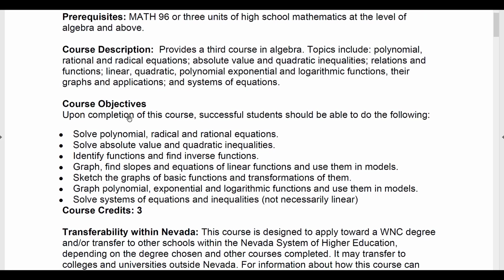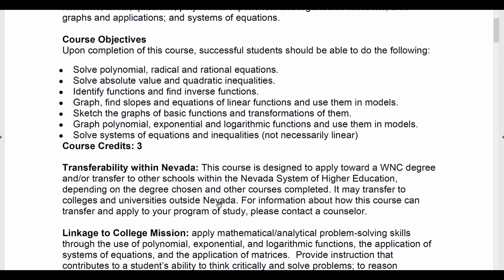Course objectives. Upon completion of this course, successful students should be able to do the following: solve polynomial, radical, and rational equations, solve absolute value and quadratic inequalities, identify functions and find inverse functions, graph, find slopes of equations of linear functions, use them in models. And you're really going to see that, and that's just chapter 2. Sketch graphs of basic functions and transformations of them. I think that's in chapter 3. Graph polynomial, exponential, logarithmic functions and use them in models. I believe that is chapter 4. And then solve systems of equations and inequalities. I believe that's chapter 5.